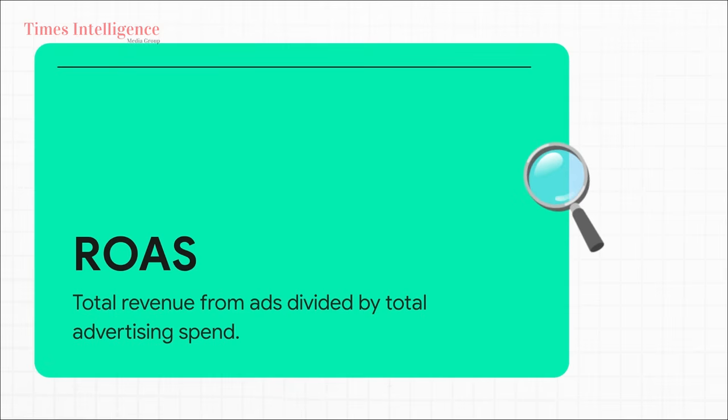To answer that, we have to look at the ultimate measure of e-commerce success. I'm talking about ROAS, or return on ad spend. Basically, it's the total revenue generated from your ads divided by your total advertising spend. It's a wonderfully simple formula, but make no mistake. This is the profitability pulse of your business. It's the true north for your campaigns, and it's the exact metric we are going to be hyper-focused on optimizing today.